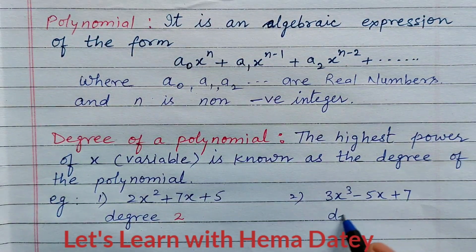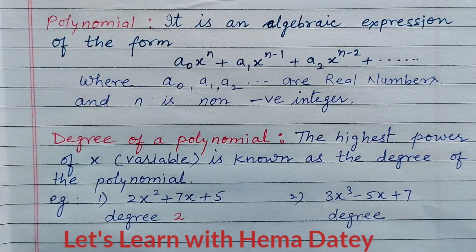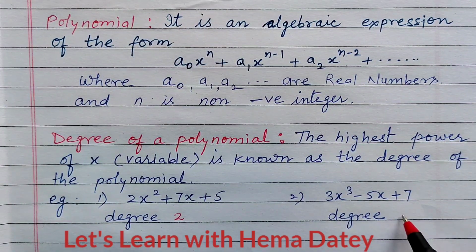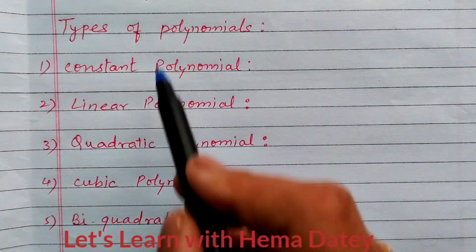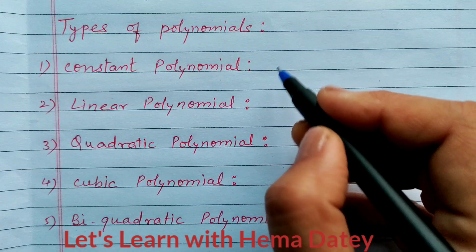In the second example, the polynomial is 3x cube minus 5x plus 7 and the highest power of the variable x is 3. Let's see types of polynomials.